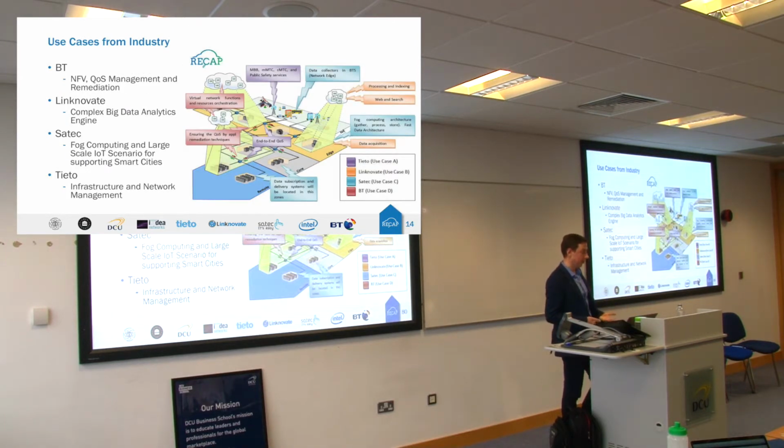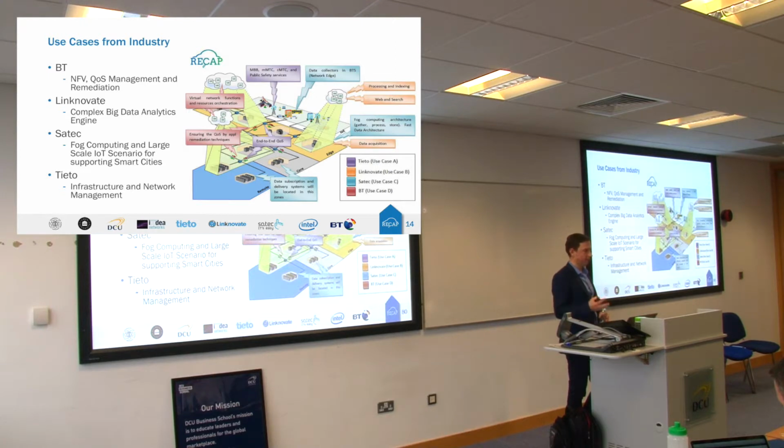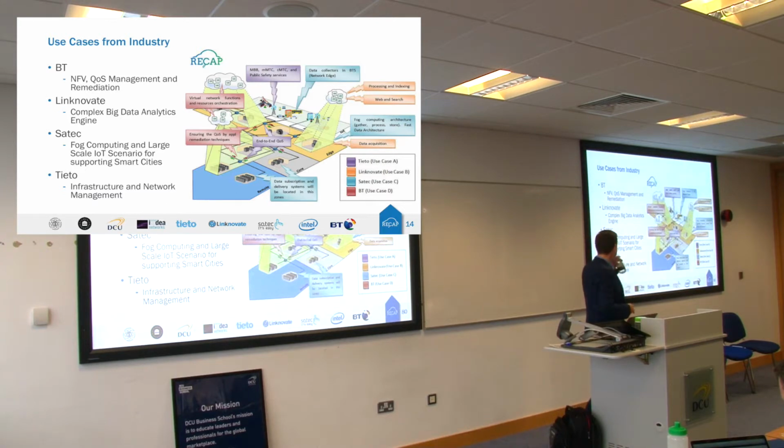The use cases we're looking at: the consortium consists of industrial partners, who bring use cases or problems to the project, and then other partners try to solve those problems, working together. So for example, BT looks at NFV and quality of service management and remediation.